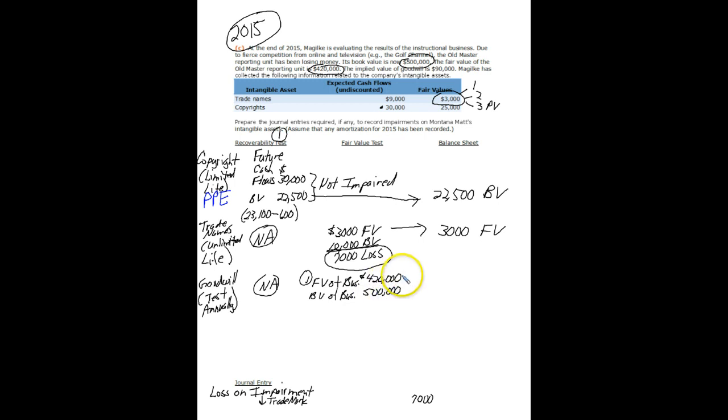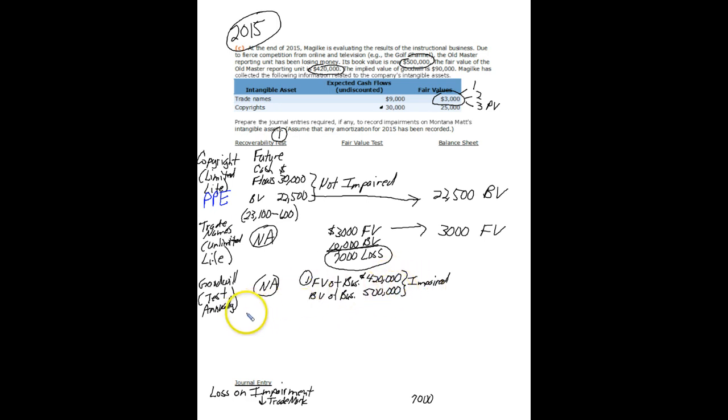Okay, so this right now tells me the book value exceeds the fair value. So that tells me that there's impaired goodwill right there. And if this test had not been met, we would stop right here. So if the fair value had been $520,000, nothing would be impaired and we would stop and not go any further. However, that's not the case.